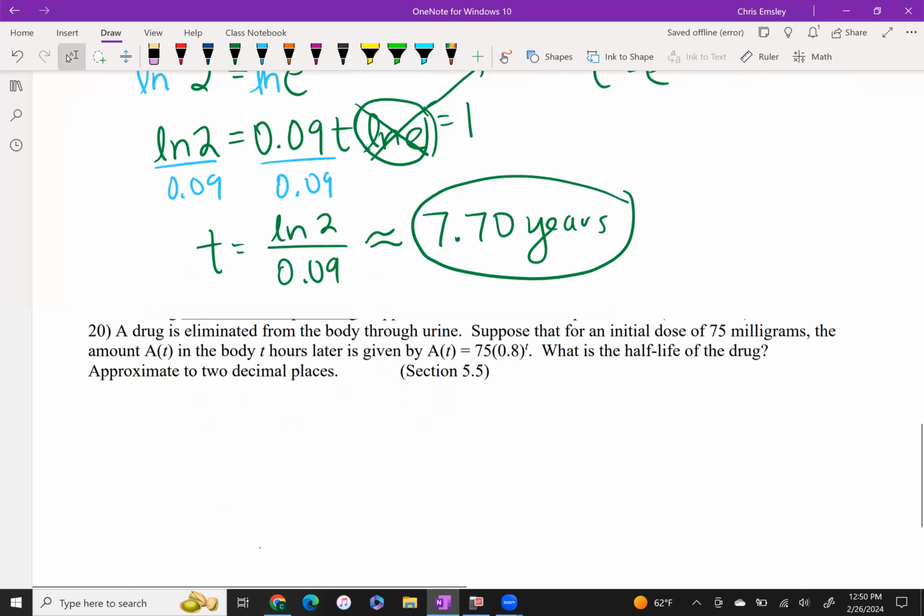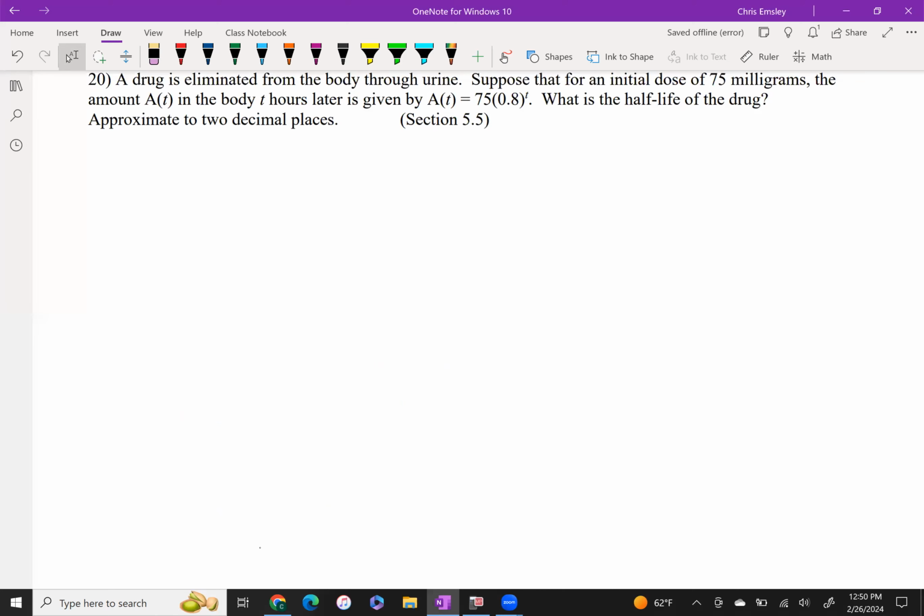And number 20, a drug is eliminated from the body through urine. Suppose that for an initial dose of 75 milligrams, the amount A of T in the body, T hours later, is given by A of T equals, we got a nice little exponential function there. What is the half-life of the drug?